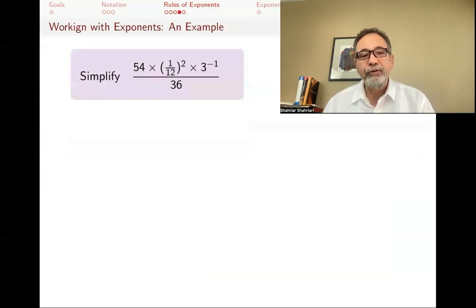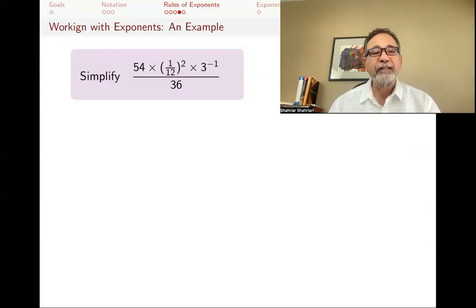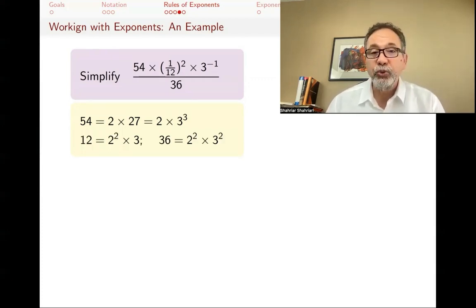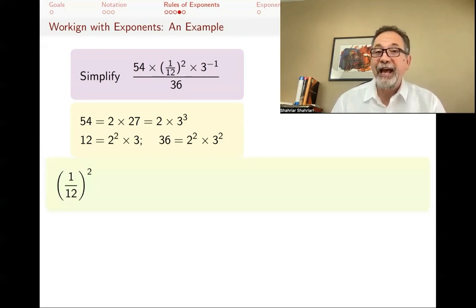Let's look at some examples. 54 times 1/12 squared times 3 to the minus 1 divided by 36. Can we simplify that or not? I'm going to pre-process things, and I'm going to factor things. So 54 is 2 times 27. 27 is 3 cubed, so 54 is 2 times 3 cubed. 12 is 2 squared times 3, and 36 is 2 squared times 3 squared. I see that 1/12 squared, and I don't like that. I'm going to simplify that.